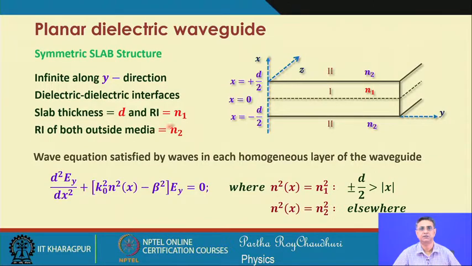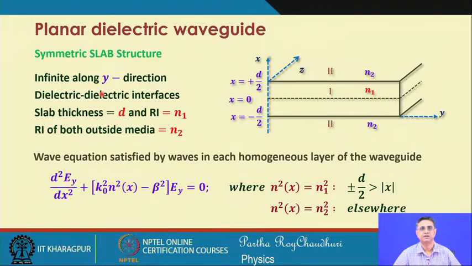We assume that the thickness of the slab is d, and we set our coordinate system across the middle axial line, such that the upper interface falls at x equal to plus d by 2, and the lower interface at x equal to minus d by 2. So, these are the notations and parameters that we will use in the determination of the waveguide modes and eigenvalue equations. In this case, the wave equation that is satisfied by the waves propagating through this structure in each homogeneous layer of the waveguide will be given by the Helmholtz equation.